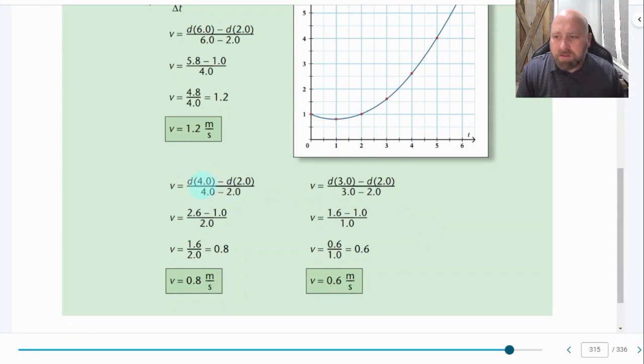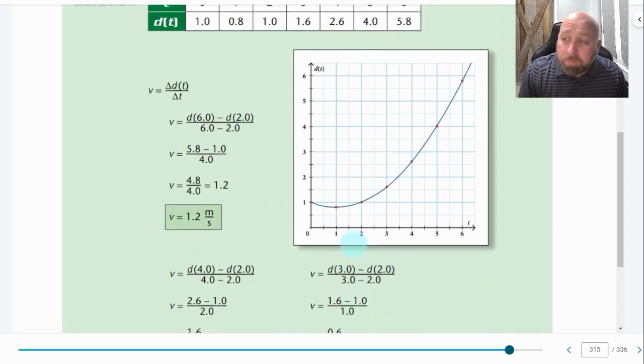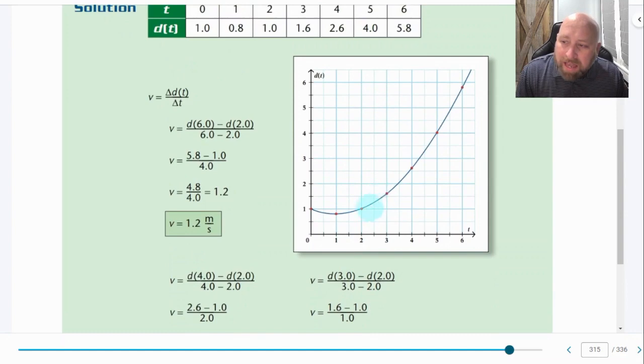It also asks you to do from 4 to 2, and there's the math on that one. And then it asks you to do from 3 to 2, and there's the math on that one. In other words, it's saying what's the average between these two things.